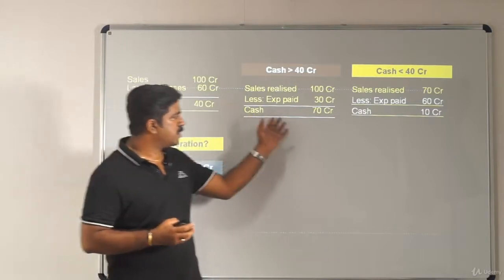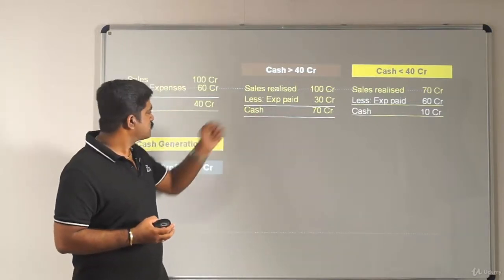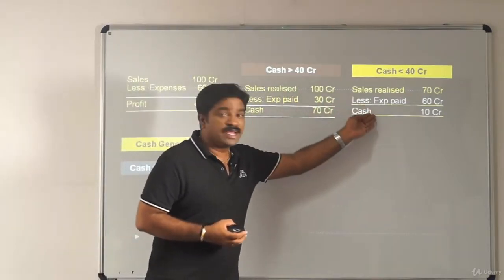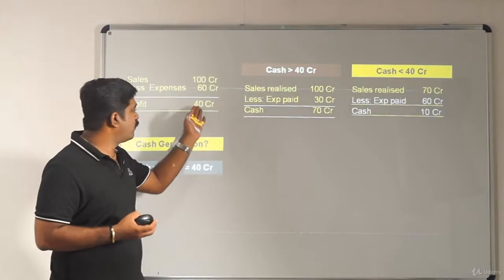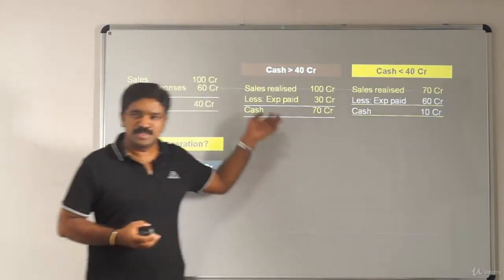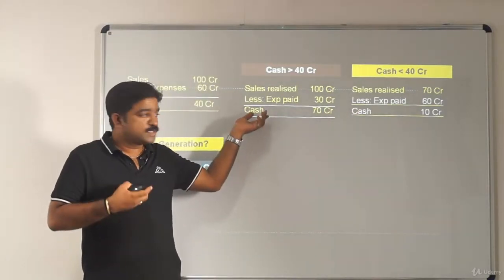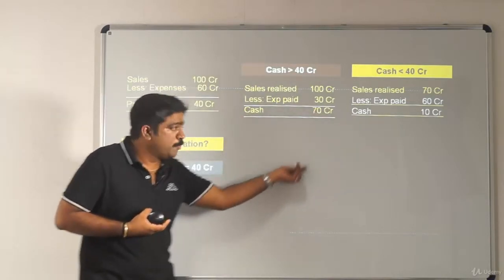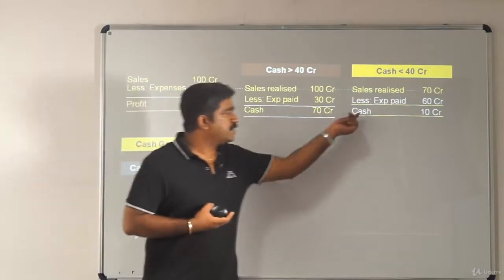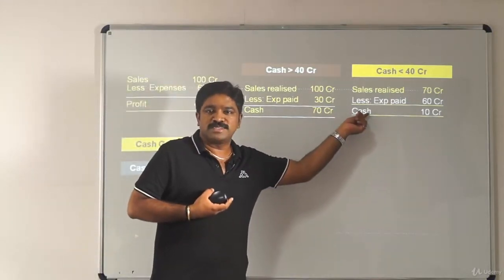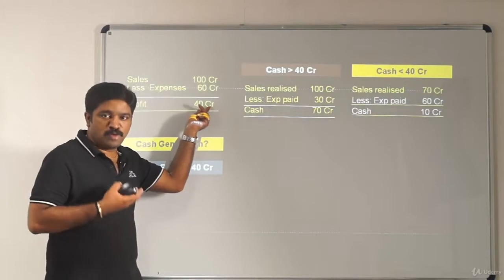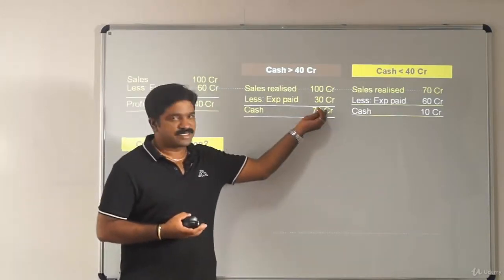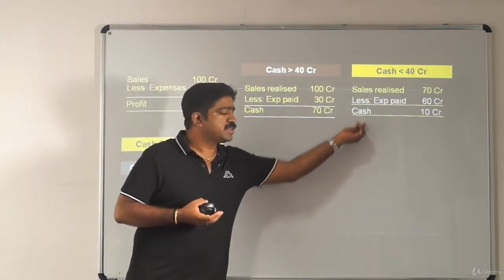So here we have seen that cash is greater than profit, that is 70 crore. And here we have seen that cash is less than profit, that is 10 crore. But this situation will not remain long. It is possible that the cash you have as 70 crore can come even below this profit, and here whatever you're seeing as cash can go even above the profit. So what are the possible circumstances in which this cash can come down or go up?